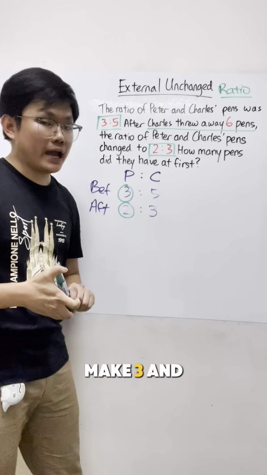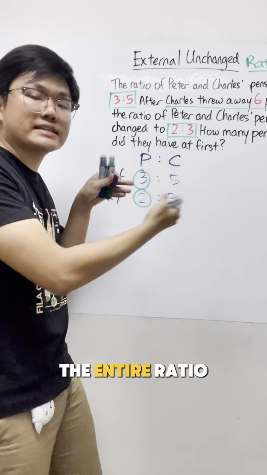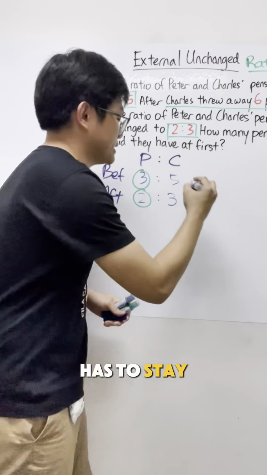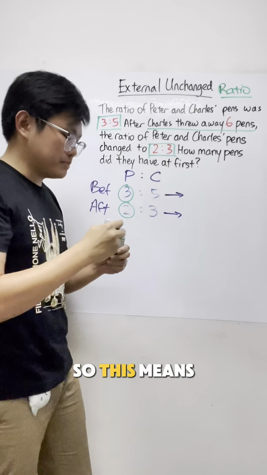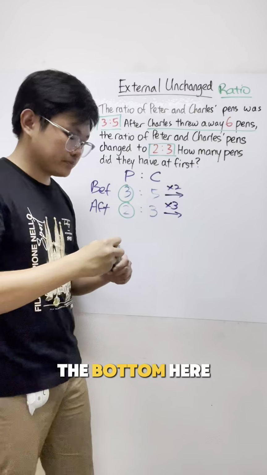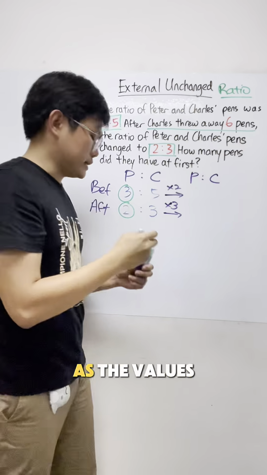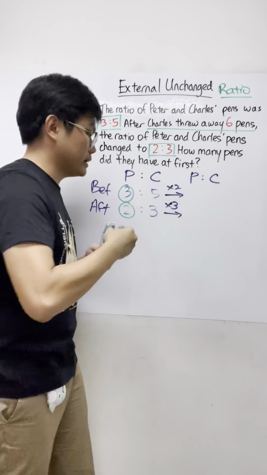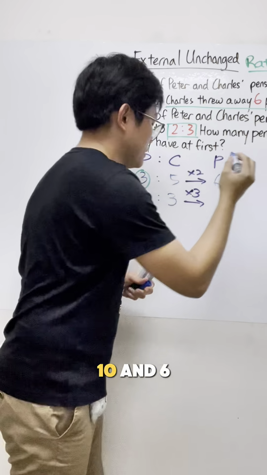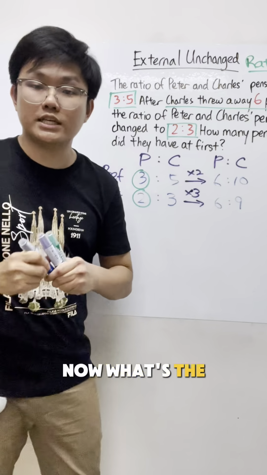How can we make 3 and 2 the same number? By multiplying a value to them. This is what we'll do for the entire ratio because the proportion has to stay the same. So this means we're going to multiply 2 for the top ratio and 3 to the bottom. Thereby giving us a new ratio, P to C, as the values 6:10 and 6:9.